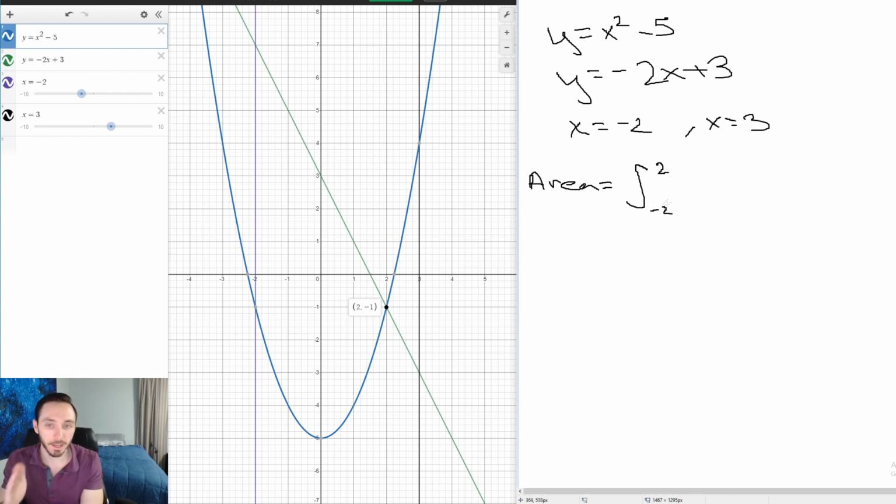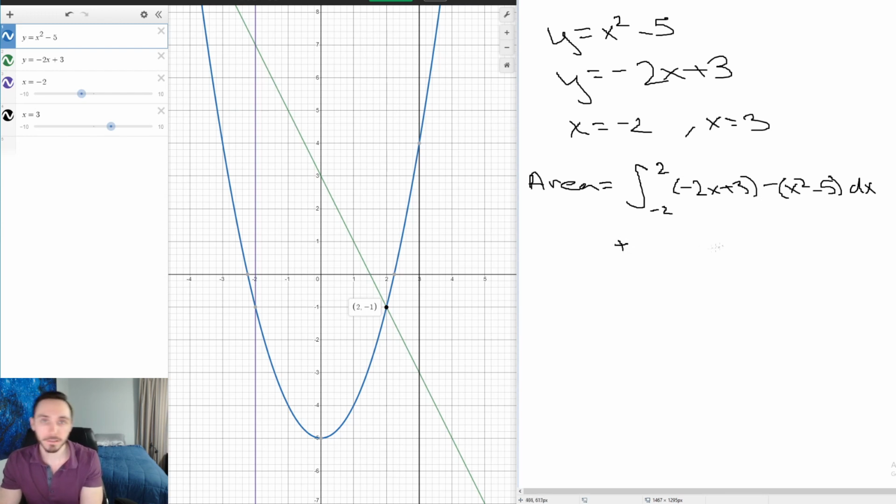So it's going to be line minus parabola. So you're going to have negative 2x plus 3 minus x squared minus 5. And note how I'm doing the parentheses, because I just want to very clearly communicate to the reader that, hey, it's this line minus this parabola. Don't forget your dx.